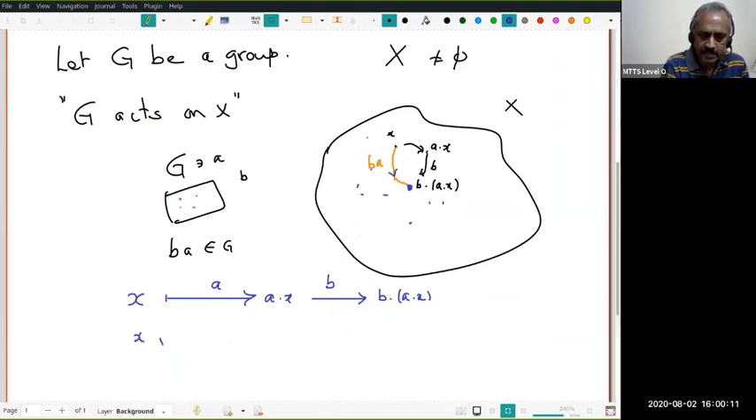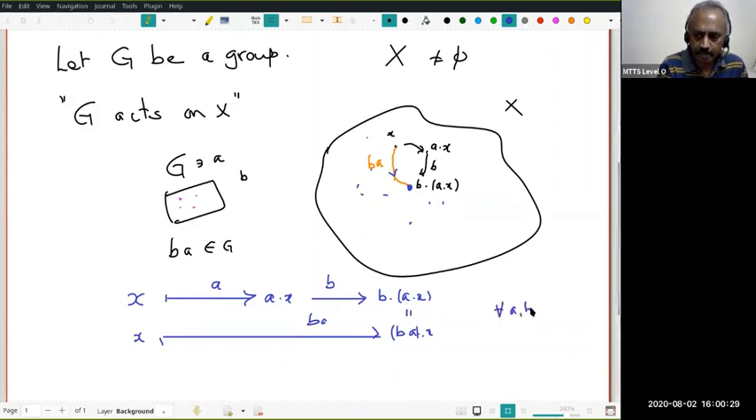X kicks BA directly, and I will write it as BA dot X. This is the group element dot X. Call this, if you want, G dot X. Now what do I want? I want these two elements to be the same. This for which A and B? For every A and B.